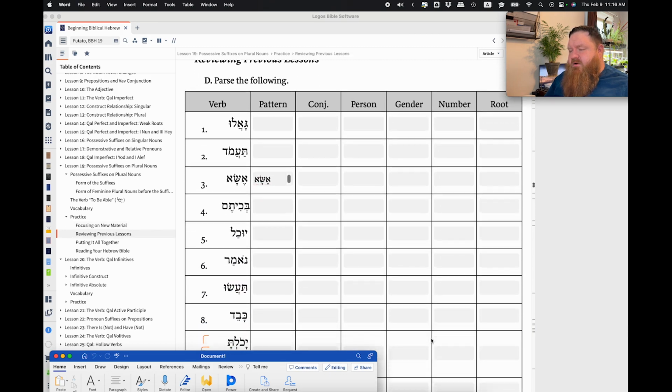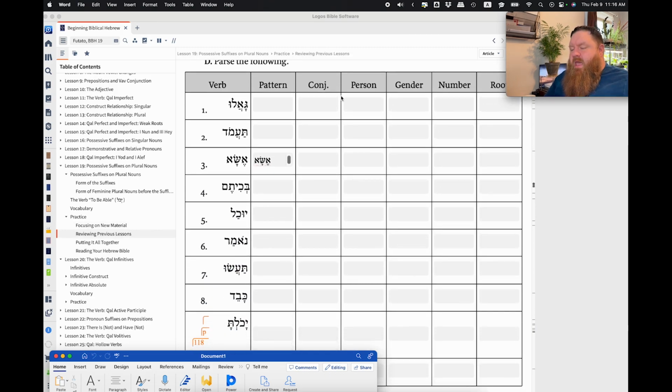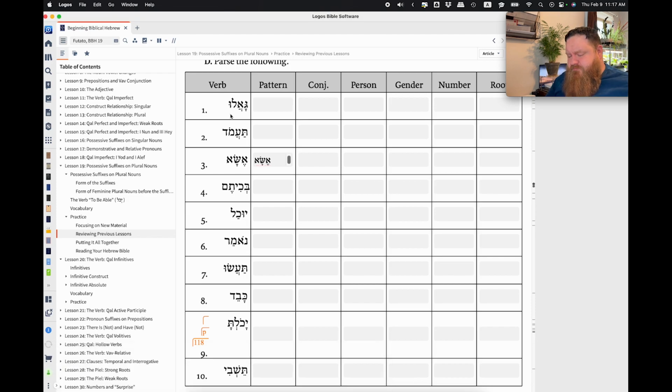Let's look at D here. We're going to do some parsing. And again, you've got the parsings back there. I'll just point out what I'm seeing here as kind of like my shortcuts to point me in the right direction. So number one, we've got ga'alu. I immediately recognize this shuruq suffix, so I'm thinking 3CP. If I take that off, I get ga'al, which, sure enough, is a verb that I've learned. Ga'al is he redeemed in the qal perfect 3MS. Here it's got a shuruq, so it's they redeemed.